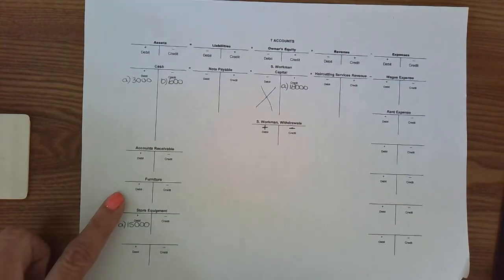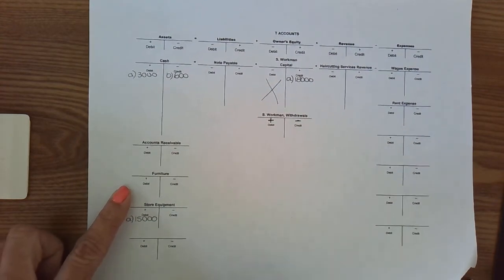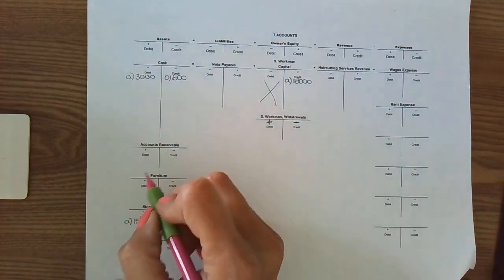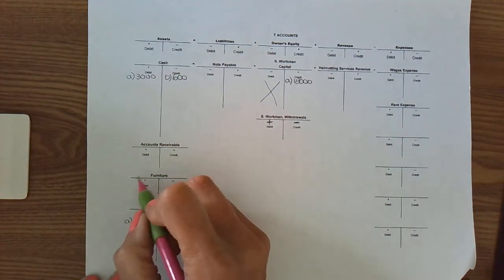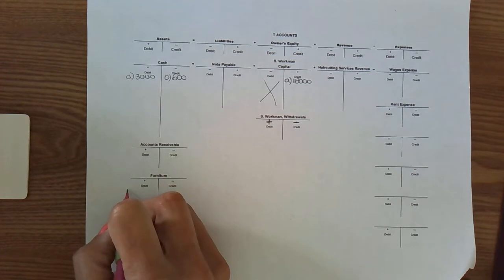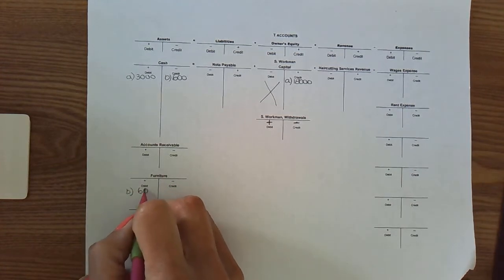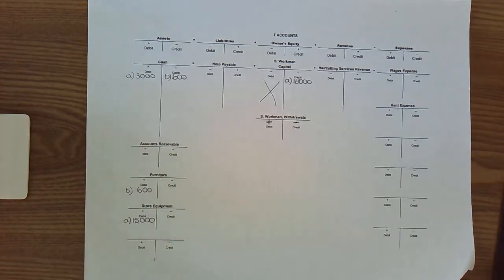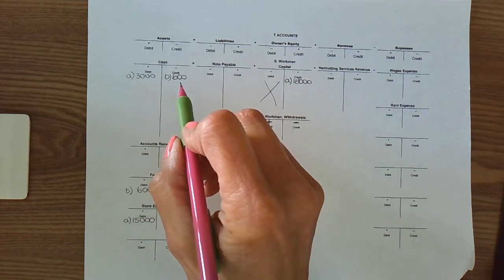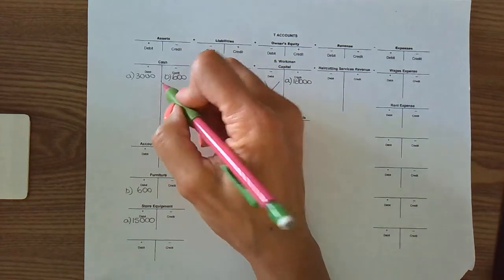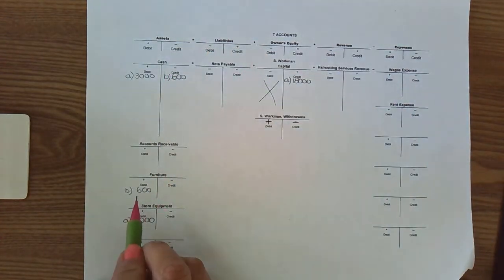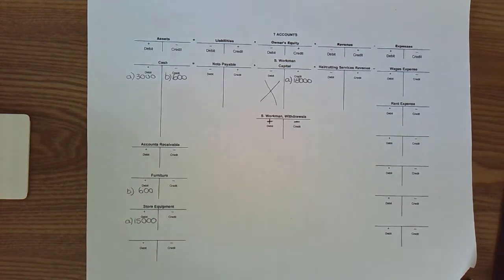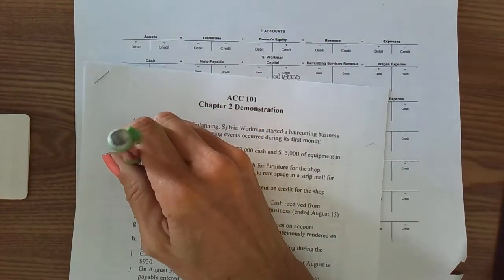And what did we get for our $600 cash? We got furniture. Remember, you have to have debits and credits equal, so here's our credit, so the other half has to be a debit. We're going to add to our furniture, letter B, and 600. So we have our credit to our cash we subtracted, and then we're adding to the furniture with our $600. Okay, so that's letter B.